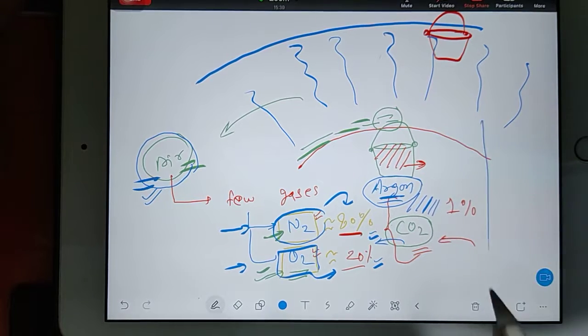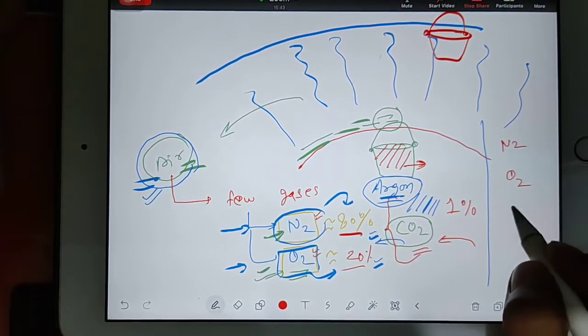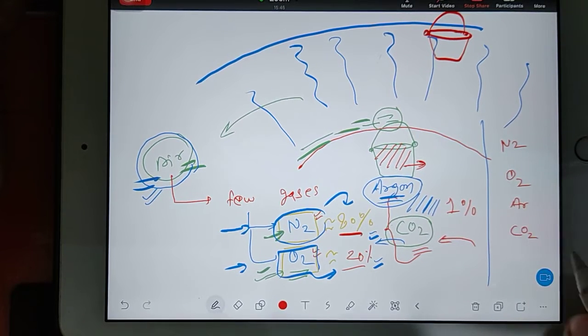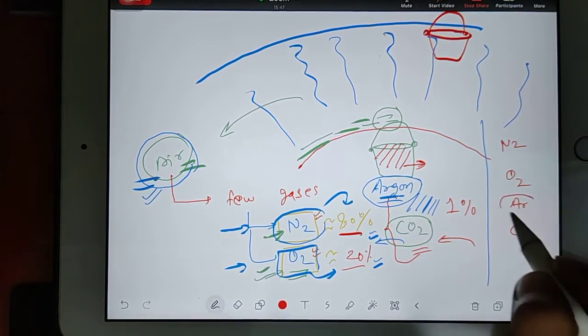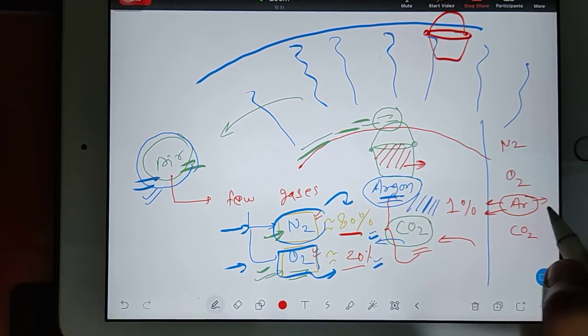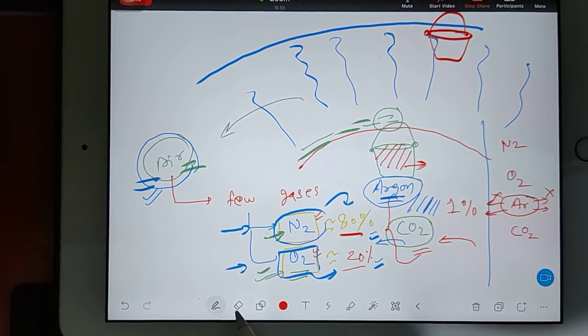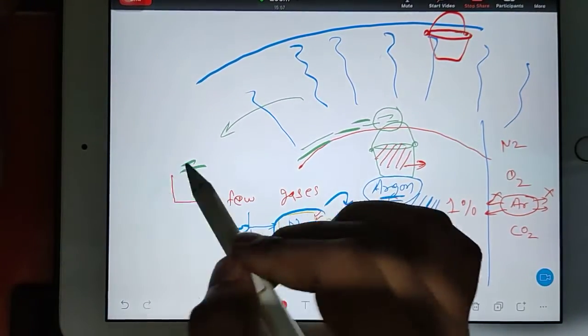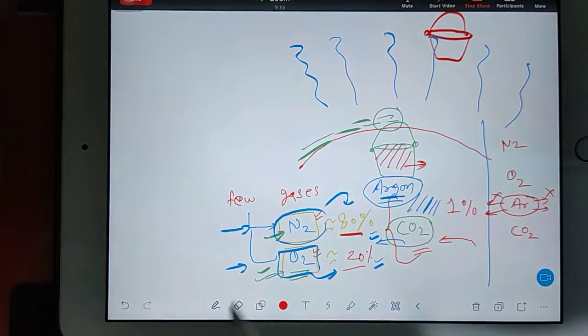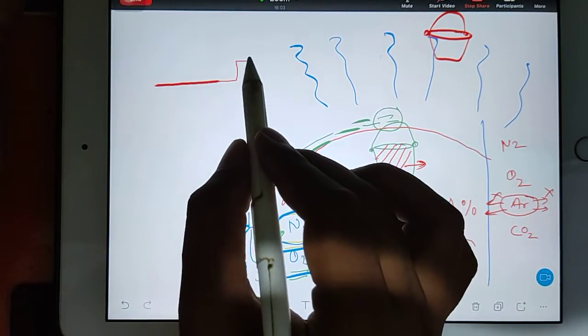If you make a list like this, first you have nitrogen gas, then oxygen gas, then argon gas, and after that CO2 gas. Argon gas is a special type of gas. It is an inert gas, a non-reactive gas. If you can recall a little bit from 9th class chemistry, there was a periodic table, right?